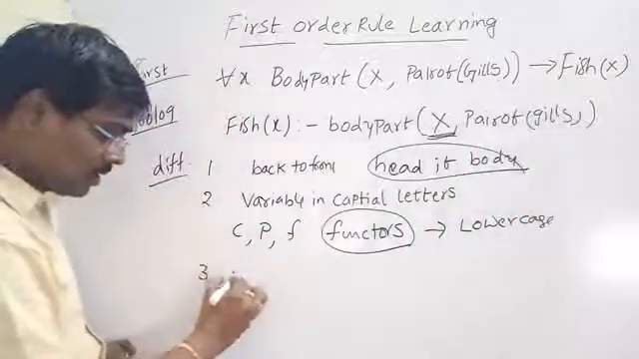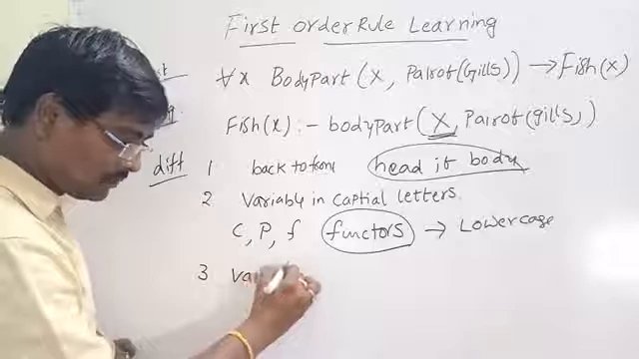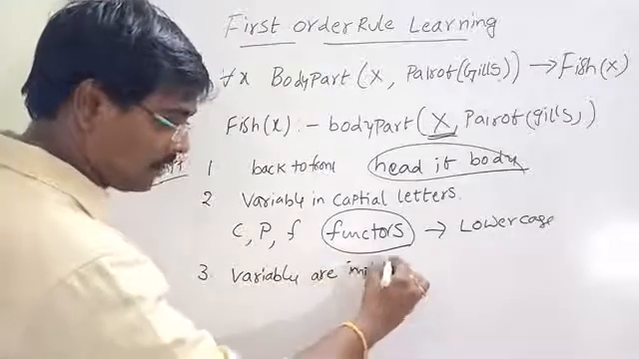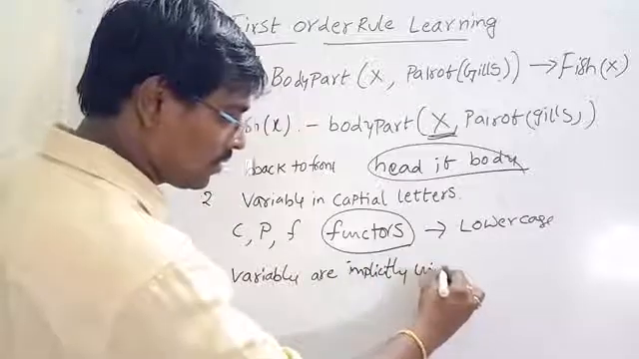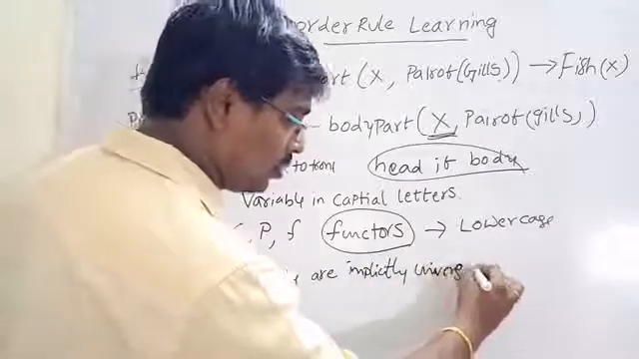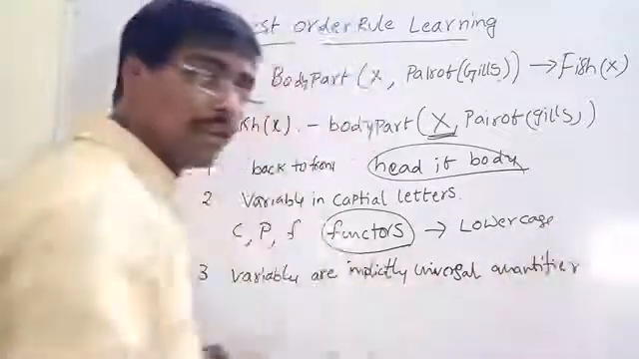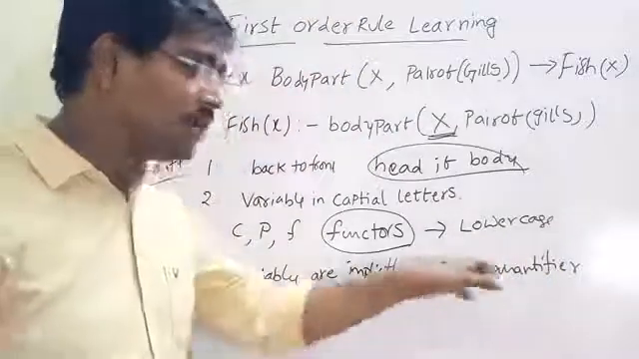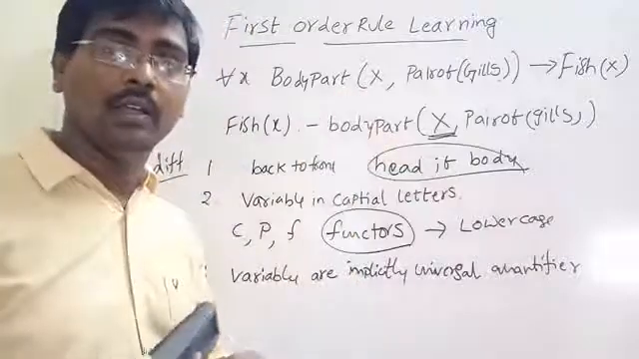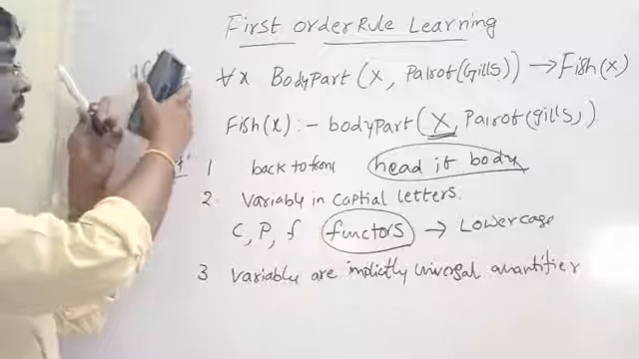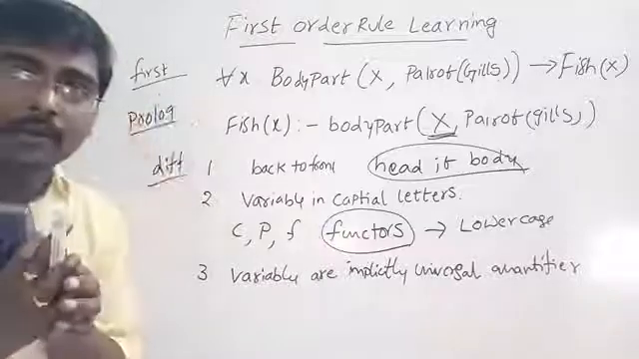The third one is that variables are implicitly, that is by default, universally quantified. These are some of the differences we are observing between first order logic and Prolog.